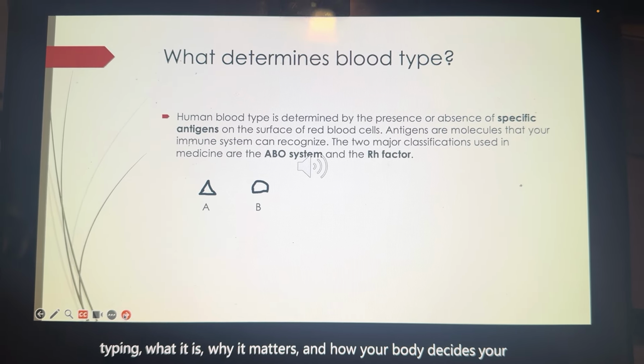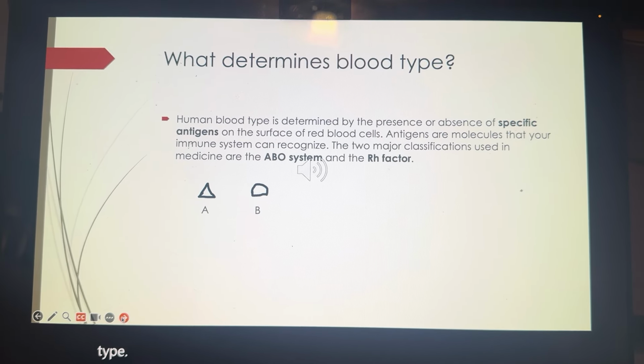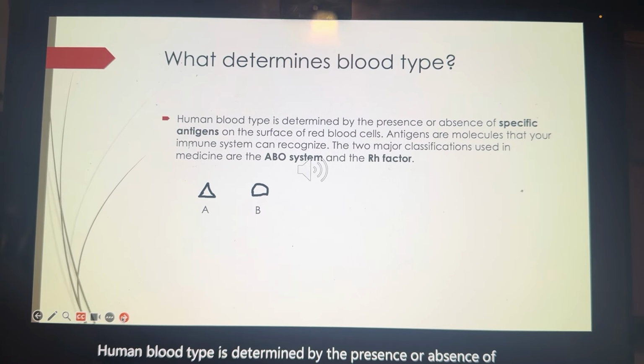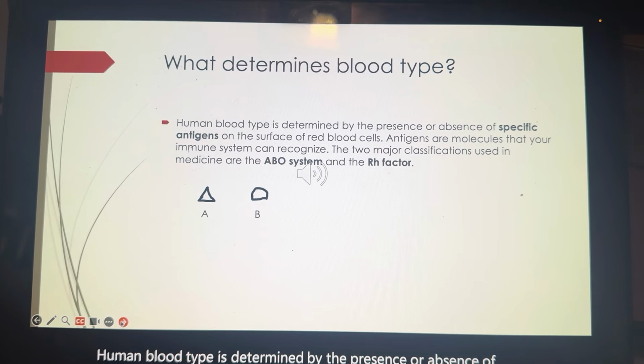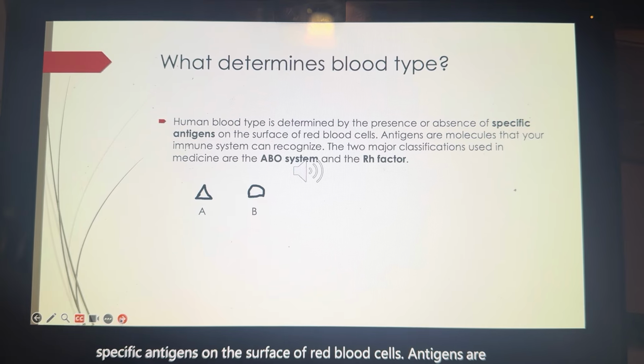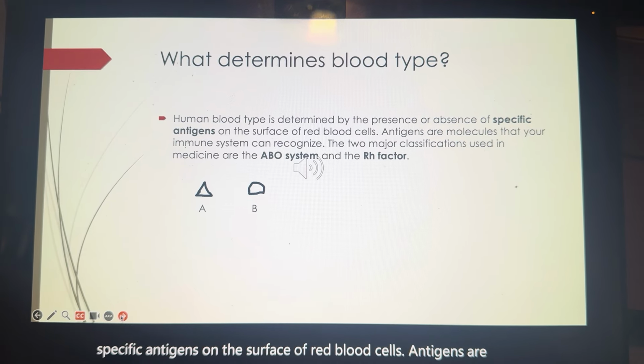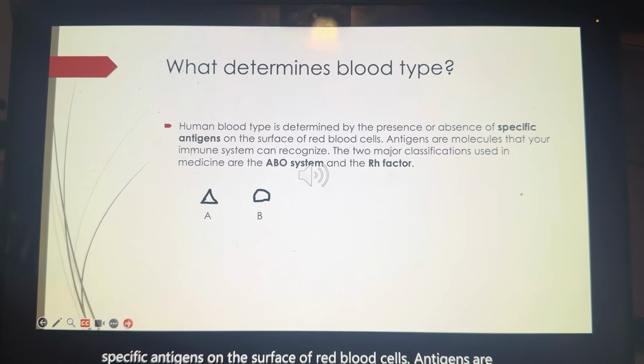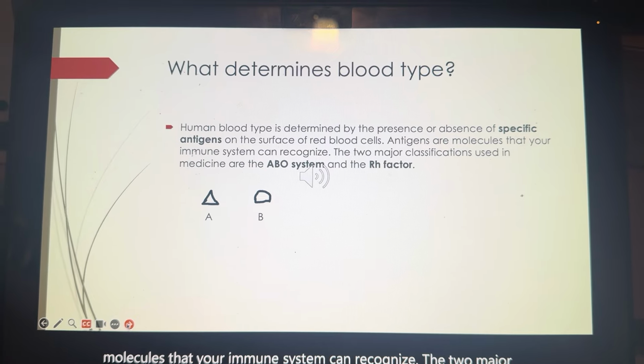Human blood type is determined by the presence or absence of specific antigens on the surface of red blood cells. Antigens are molecules that your immune system can recognize. The two major classifications used in medicine are the ABO system and the Rh factor.